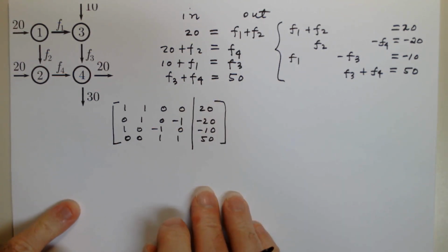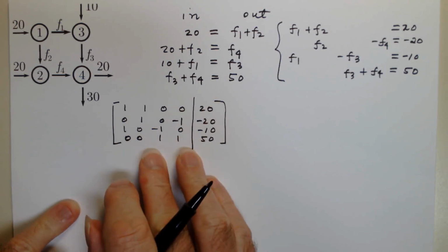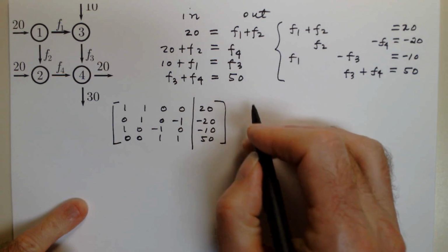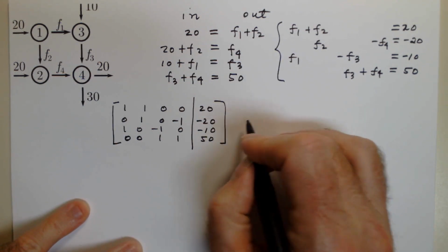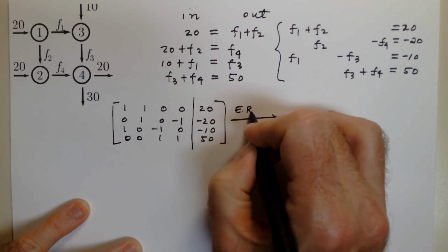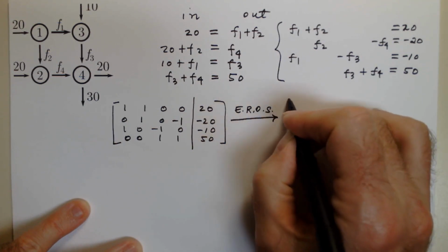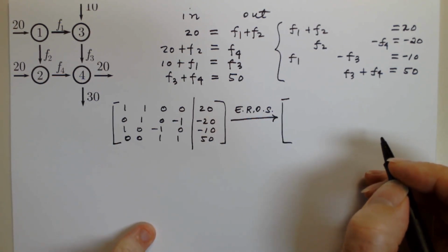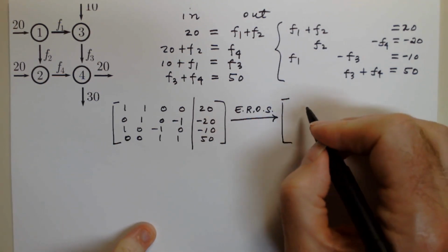Now, I won't go through the details with you. You can row reduce this on your own or use some technology to help you. But you can go through a sequence of elementary row operations. We're more interested in what the reduced row echelon form looks like. And so this is going to look like this.